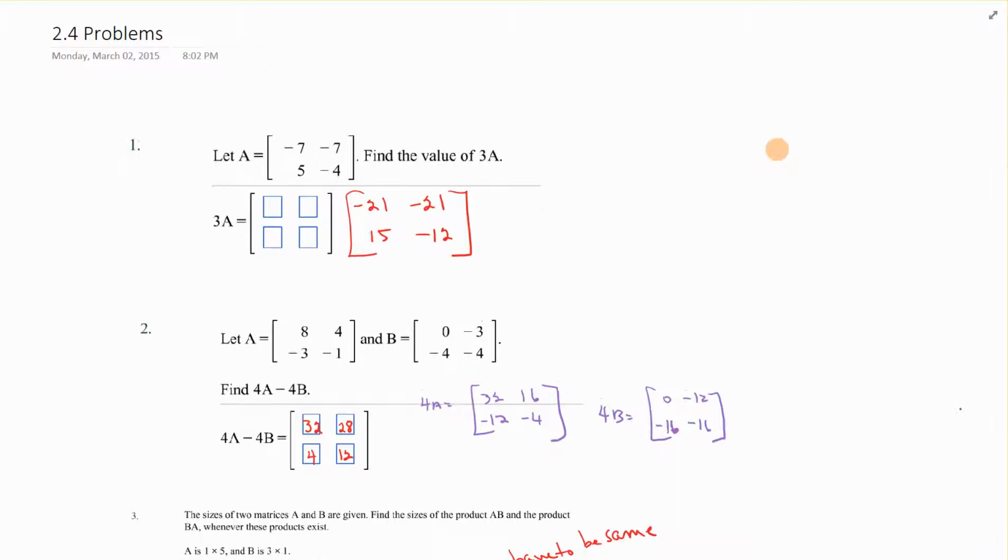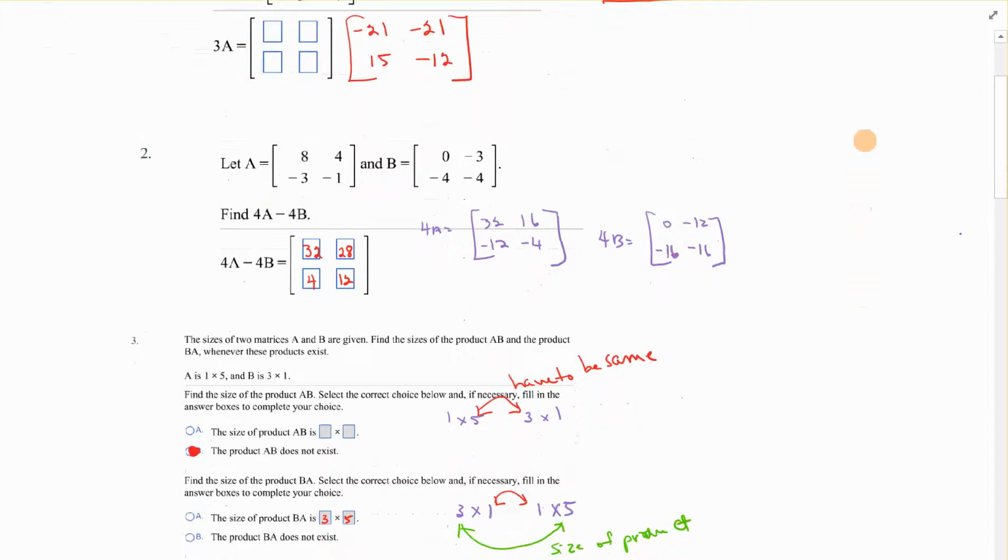All right, number one gives you a matrix and says find the value of 3A. When you multiply a matrix by an outside number, that number is called a scalar. So we are multiplying 3 by every item or element in the matrix. So we end up getting negative 21, negative 21, 15, negative 12. So whatever that scalar is, you multiply by every element in the matrix.